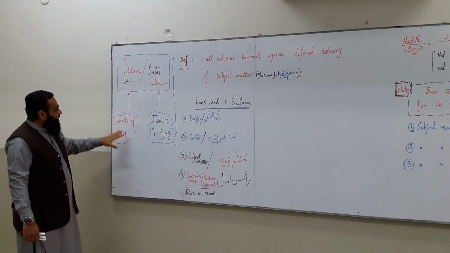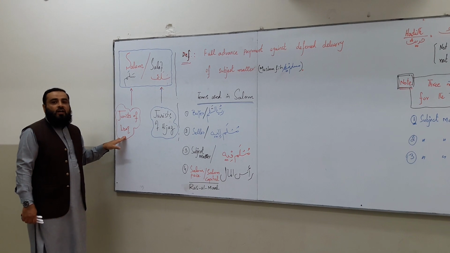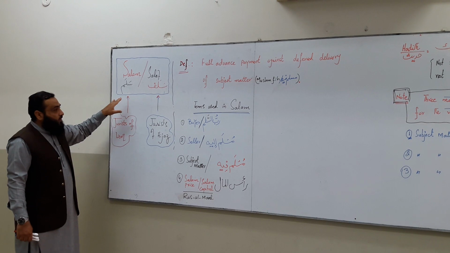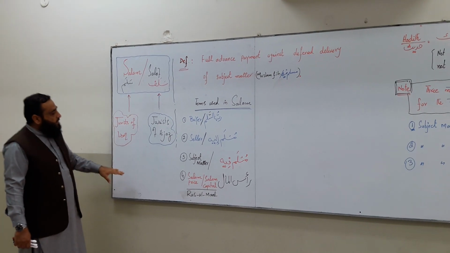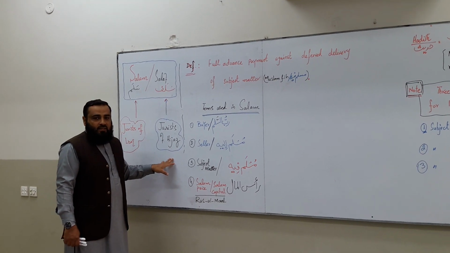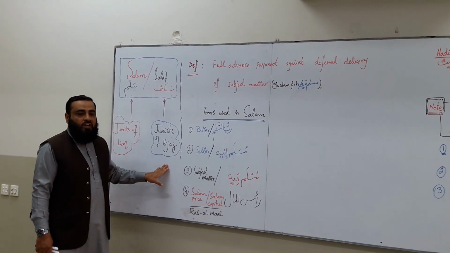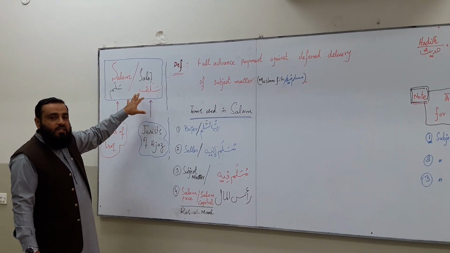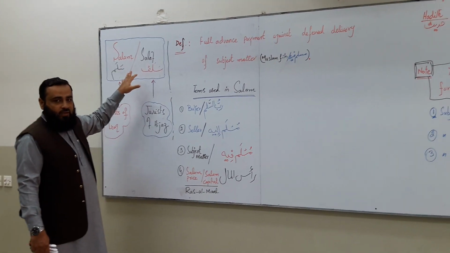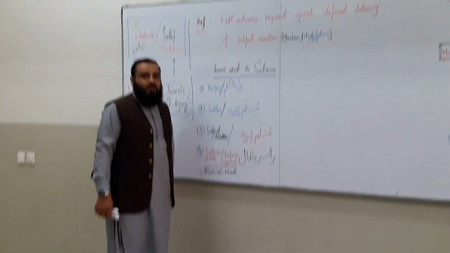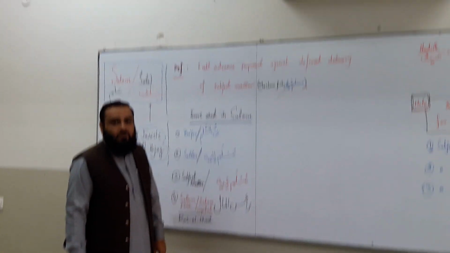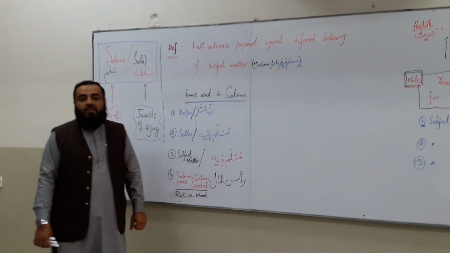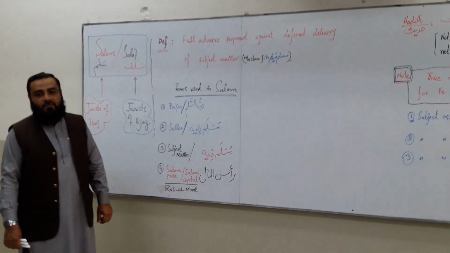The difference is this, that the jurists of Iraq, Fuqaha Iraq, Iraqi scholars, call the contract Salaf, and the jurists of Hijaz, Fuqaha Hijaz, call it Salam. So both are the names of the same contract. Let's define it: the definition of the Salam contract is full advance payment against deferred delivery of the subject matter.